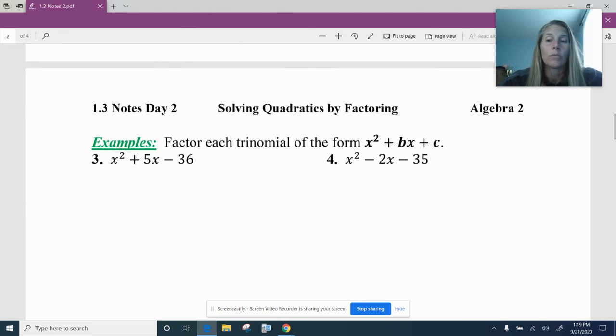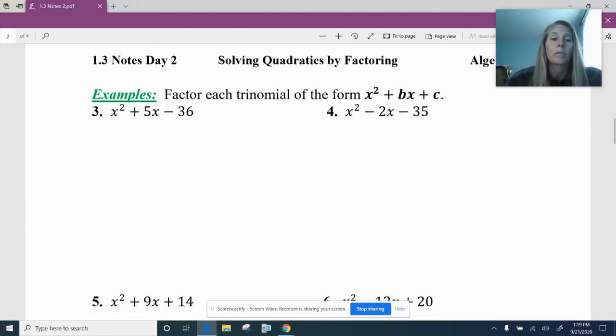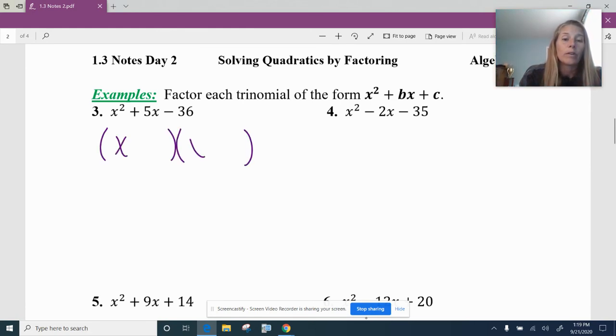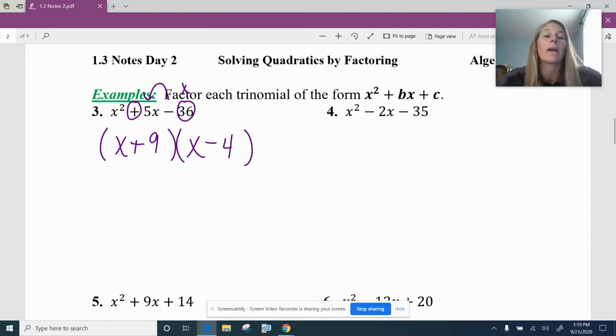Okay, so some more examples to go through here. Again, no GCFs on these, so we don't have to worry about dividing anything out first. The two numbers that multiply to get 36 and subtract to get 5 are 9 and 4. The first sign always goes on the bigger number, so my 9 will be positive, and 9 minus 4 gives me a 5, and 9 times negative 4 gives me the negative 36.